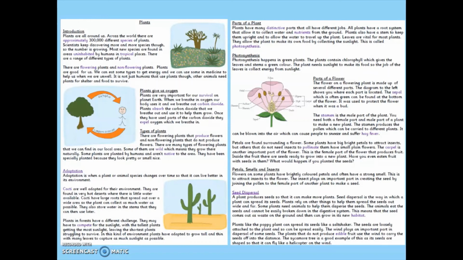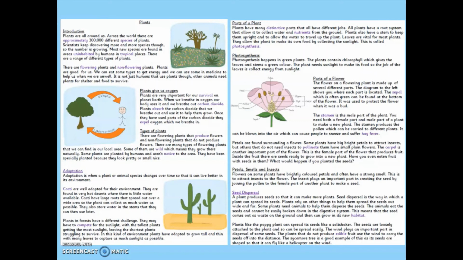Seed dispersal. A plant produces seeds so that it can make more plants. Seed dispersal is the way in which a plant can spread its seeds. Plants rely on other things to help them spread the seeds out wide and far. Some plants need animals to help them disperse the seeds. The animals eat the seeds, which cannot be easily broken down in the digestive system. This means that the seed comes out as waste on the ground, and then it can grow in its new habitat.